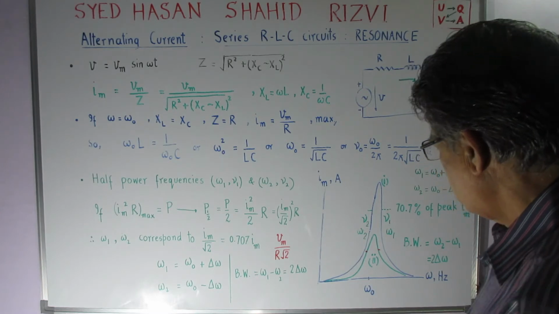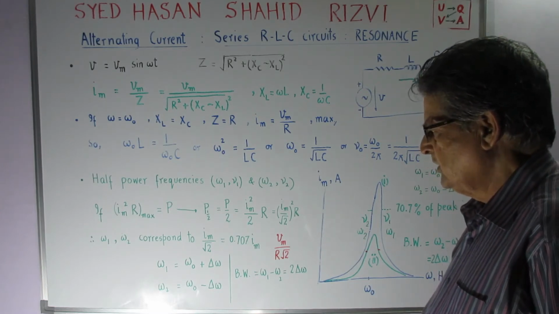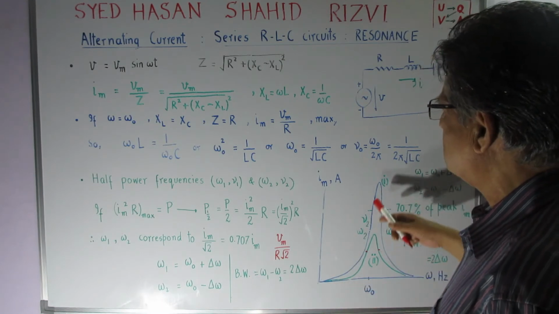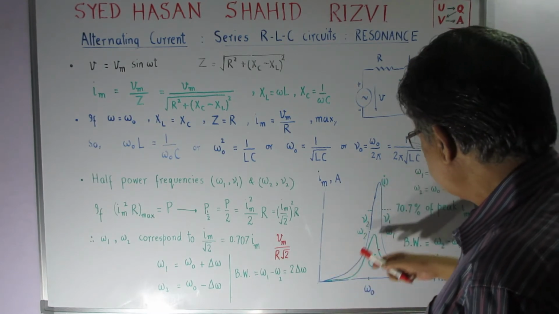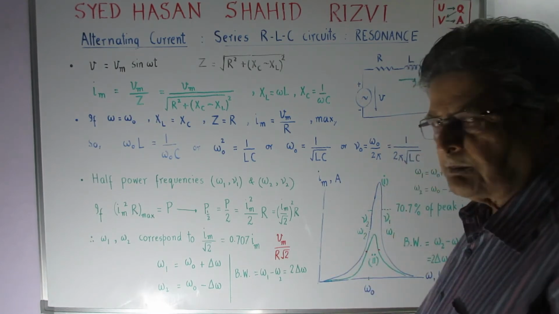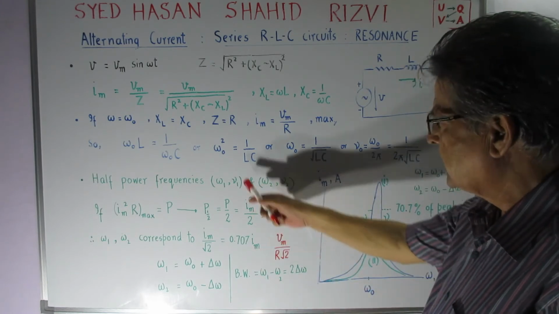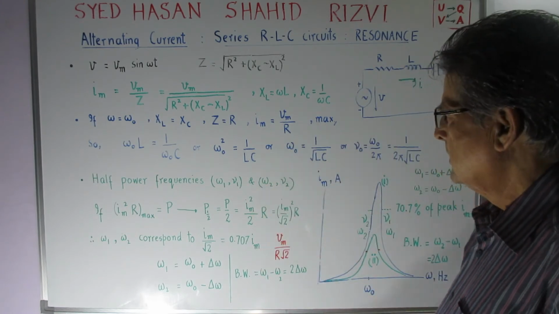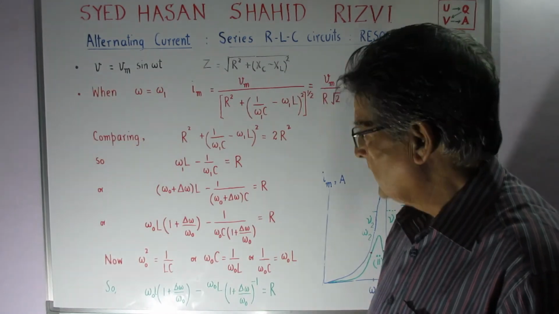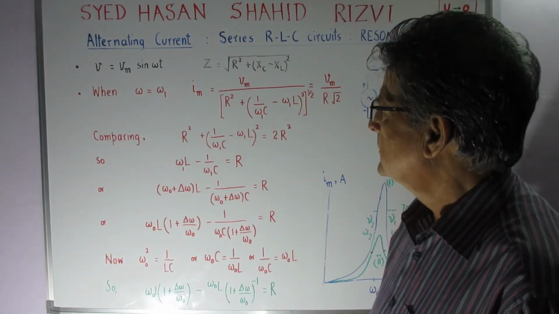There is something known as the quality of a resonant circuit. The sharper the peak, the better the resonance. That we'll talk about shortly. Let's analyze it further.